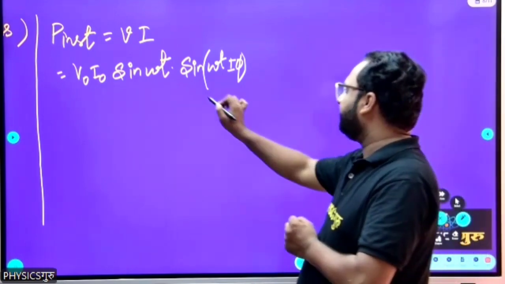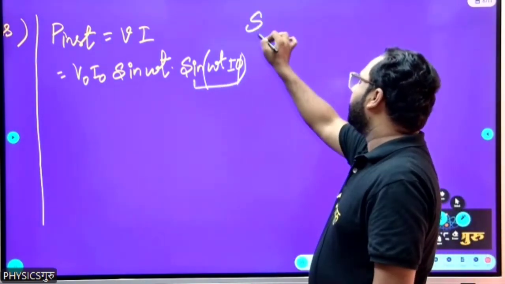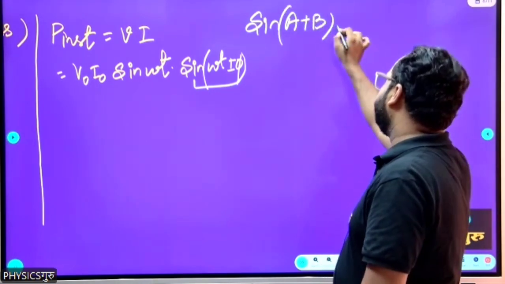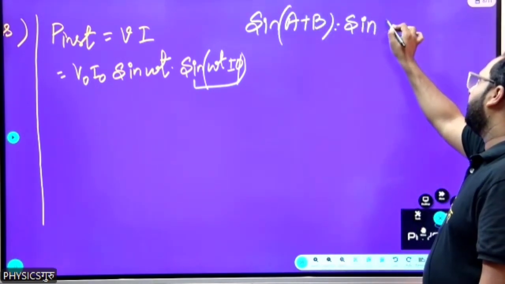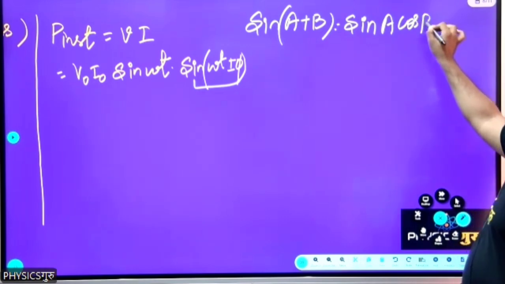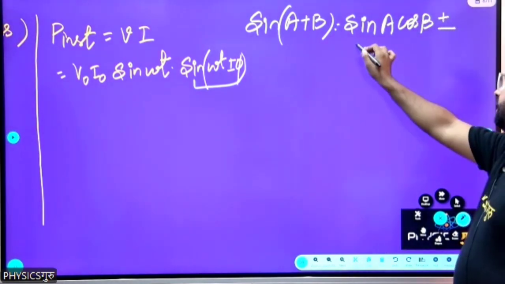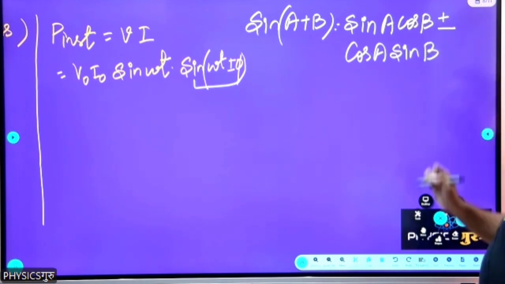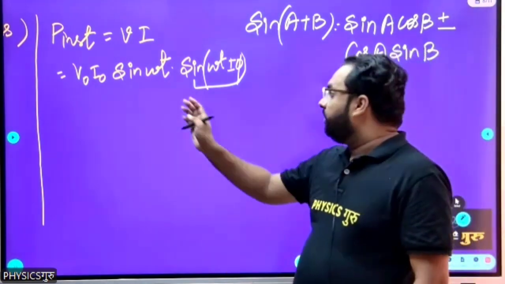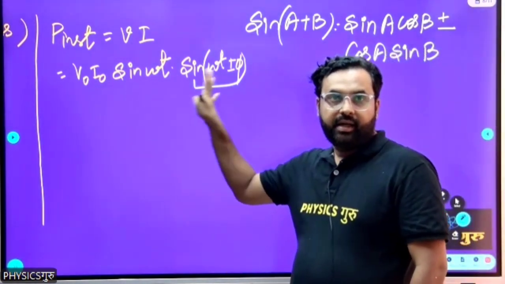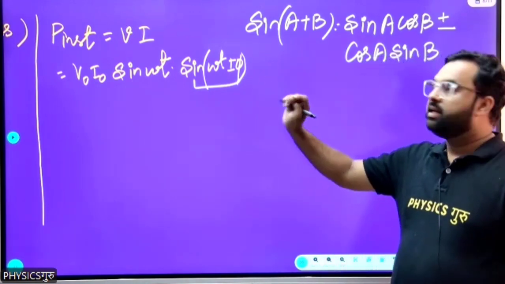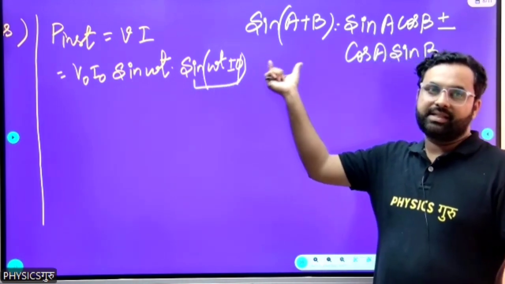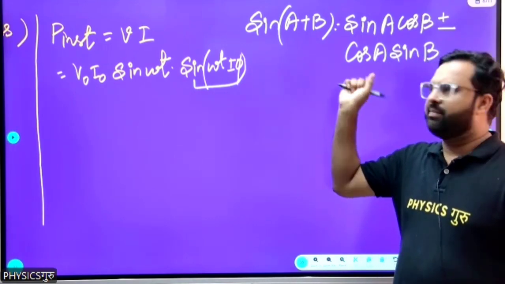We need to apply the sine A plus B formula here. So what is sine A plus B? That is sine A cos B plus minus cos A sine B. I repeat, V naught I naught sine omega t into sine omega t plus minus phi. So we have to solve this term first. Sine A plus B, apply the formula sine A cos B plus cos A sine B.